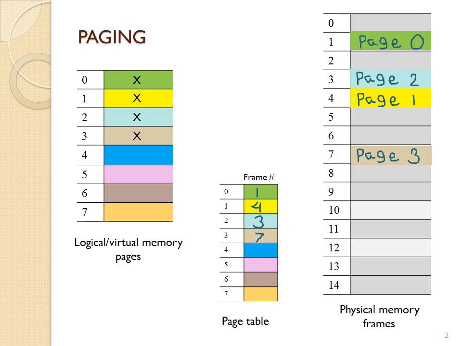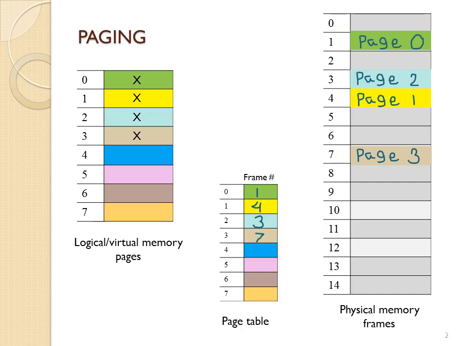And segmentation works similarly, only instead of having your memory all the same size frames, you have to locate holes in memory to put the segments into, and then this segmentation table is not going to have frame numbers in it, it's going to have base and limits. Base is the location where it starts in memory, and limit is the size. In paging, you don't need a limit because all the frames and all the pages are the same size.